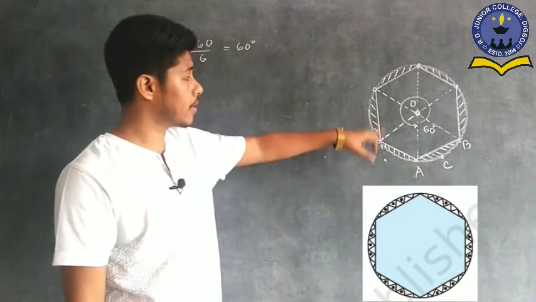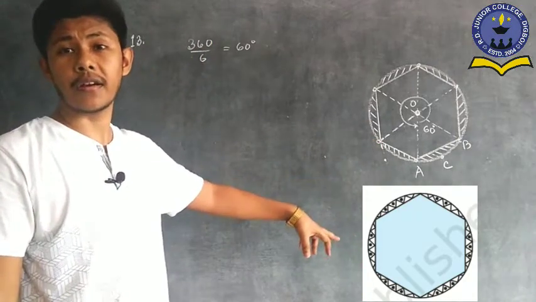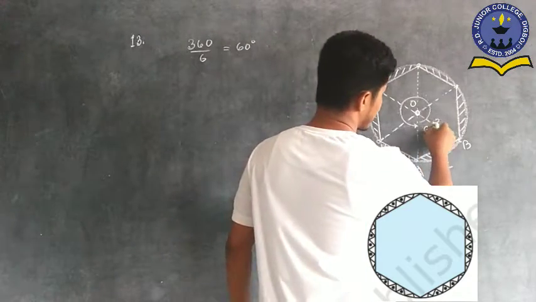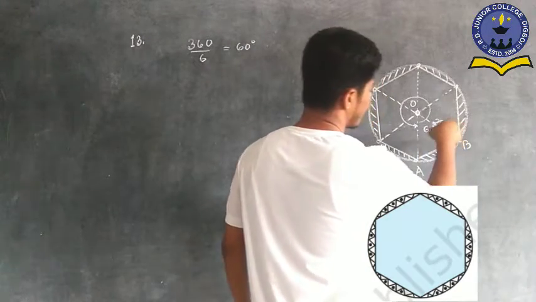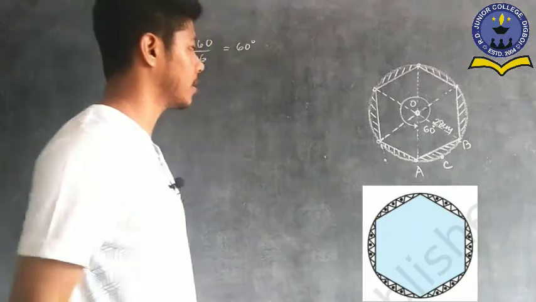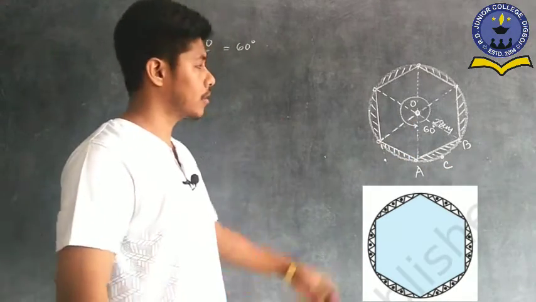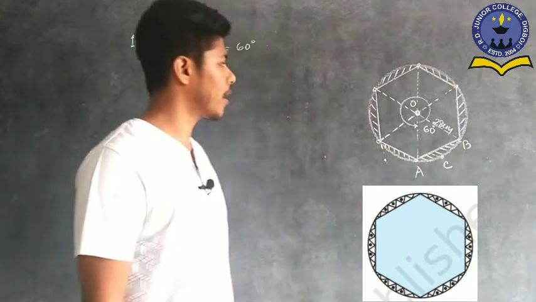And the length is, I think, given. The radius is given. How much is the radius? 28 centimeters. So radius 28 centimeters, angle 60 degrees. So easily we can find out the sector here. Isn't it? So now, how can we find out the area of this triangle?